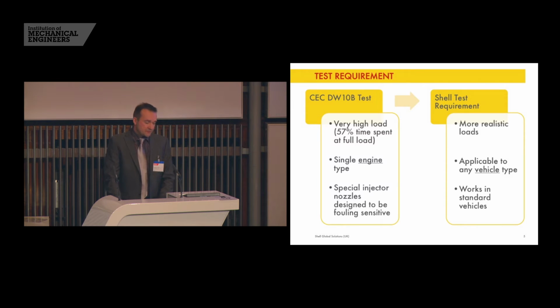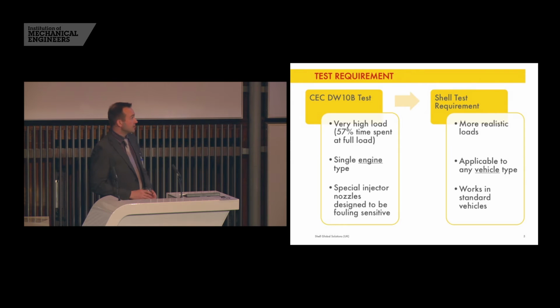So why did we foresee a need for a new test to complement the CEC method? Well, the CEC test, as I mentioned, is characterised by having a very high load test cycle, so over half the time is spent at full load, whereas we wanted a test with lower loads, which would be more realistic of market applications. The CEC test as an engine test is restricted to a single engine type, whereas we wanted something we could apply to vehicles and therefore make it more flexible and less prone to obsolescence, so we can simply update the vehicle types that we use in the test.